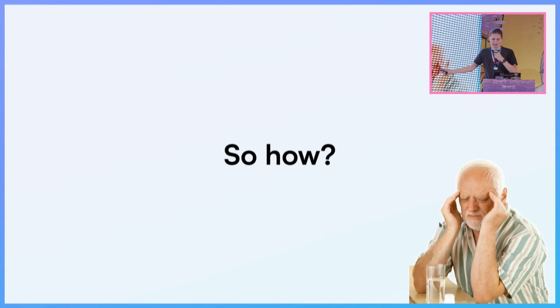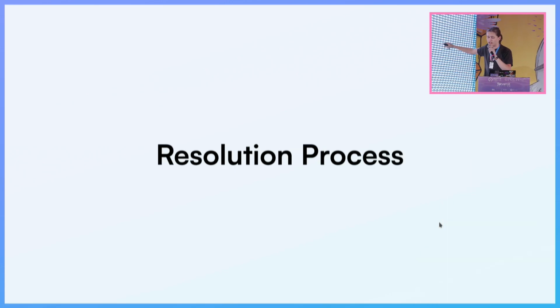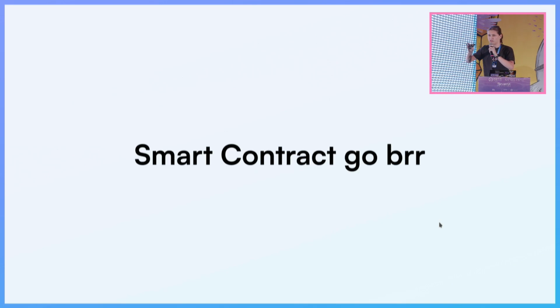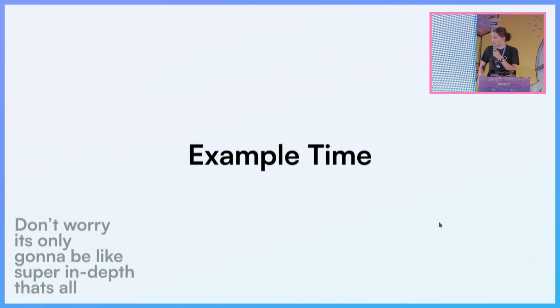So how does that work? How does ENS work? There's this resolution process, and I could go down the developer rabbit hole, but TLDR, everything is controlled by smart contract, and smart contract go brr. And that's all you need to know. ENS is just, I want to look up a name, and I want to retrieve an address, I want to retrieve an avatar, I want to retrieve some records. Easy. So here's an example.